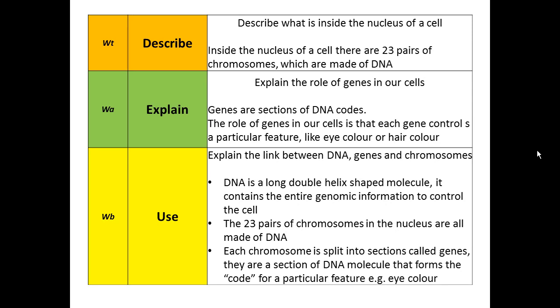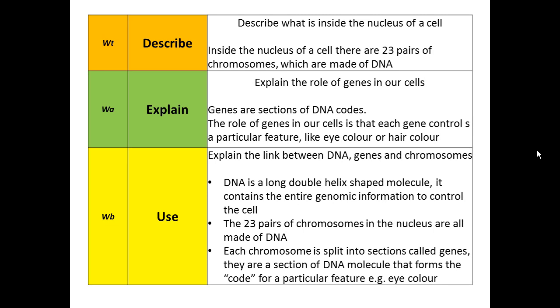Explain the role of genes. Genes are a section of DNA. The role of a gene in our cells is that each gene controls a particular feature like eye color or hair color. Okay, this is what we said also last lesson. So a gene will control a particular feature.